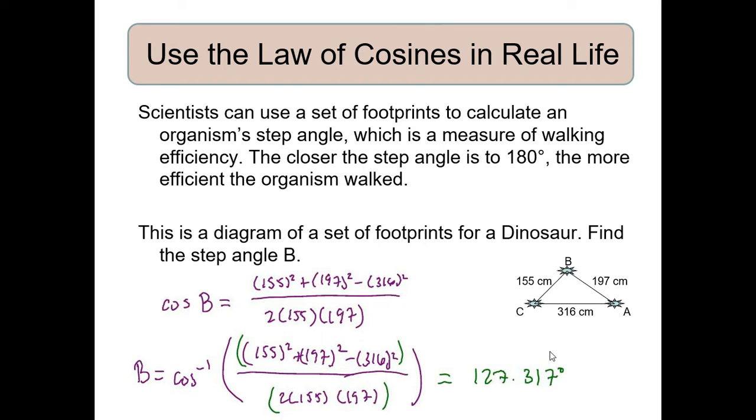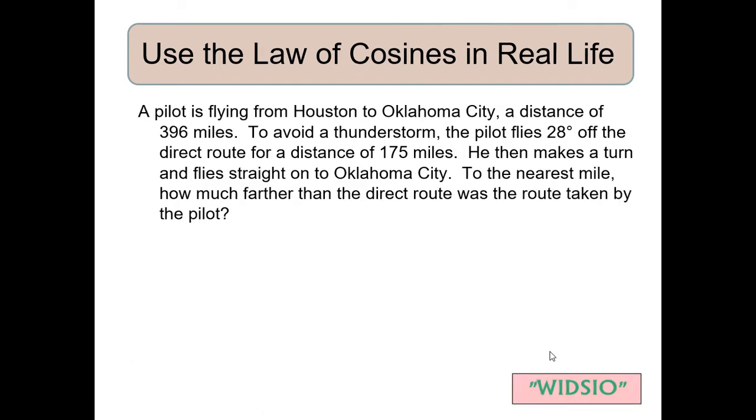All right, let's take a look at another example. A pilot is flying from Houston to Oklahoma City, a distance of 396 miles. To avoid a thunderstorm, the pilot flies 28 degrees off the direct route for a distance of 175 miles. He then makes a turn and flies straight on to Oklahoma City. To the nearest mile, how much farther than the direct route was the route taken by the pilot?